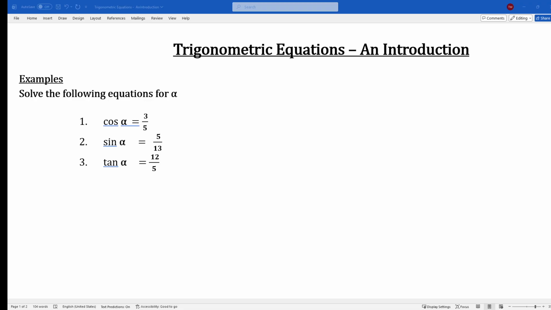Cos alpha is equal to 3 divided by 5. The second one, sin alpha is equal to 5 divided by 13. The third equation is tan alpha is equal to 12 divided by 5. Let us look at the first equation.